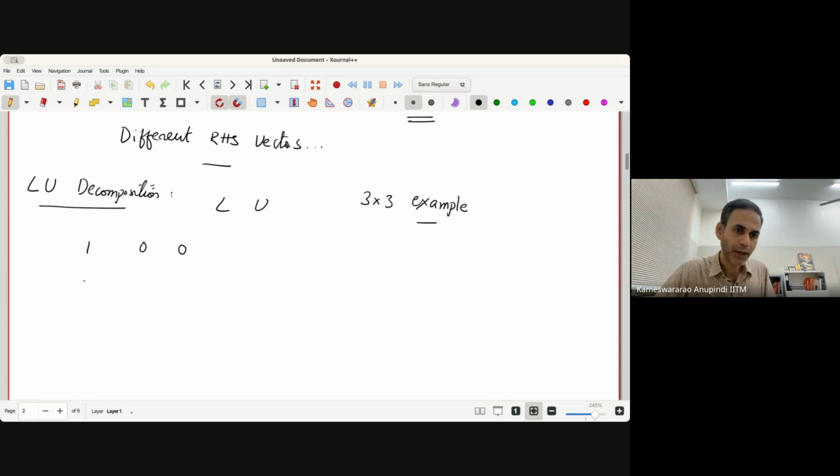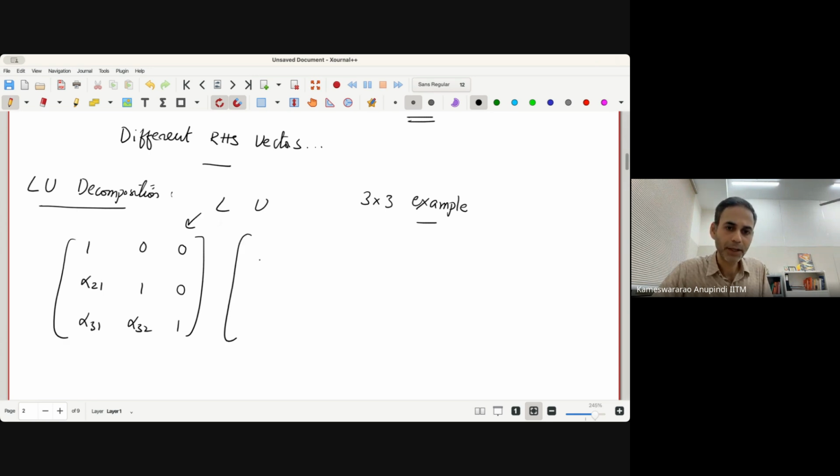The L matrix is 1, 0, 0, then alpha 2,1, 1, 0, then alpha 3,1, alpha 3,2, 1. Alpha 2,1 is second row, first column. My upper triangular matrix I'm going to denote using betas: beta 1,1, beta 1,2, beta 1,3, then 0, beta 2,2, beta 2,3, then 0, 0, beta 3,3.